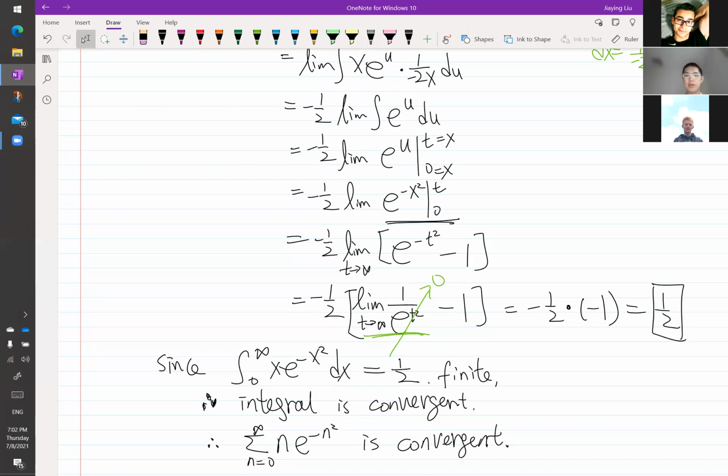Where did the -1 come from? So the -1 is this part. When I plug in 0 into e to the minus x squared, I get -1 here. And that stays after I take the limit, because when we take the limit, only the first term is affected by t, so that goes to 0. So I still have -1, and when I multiply with the -1/2 in front of it, I get the result.